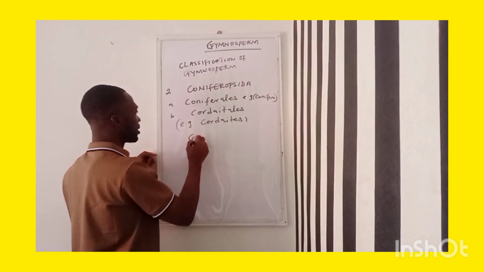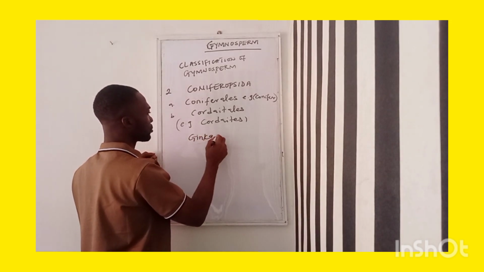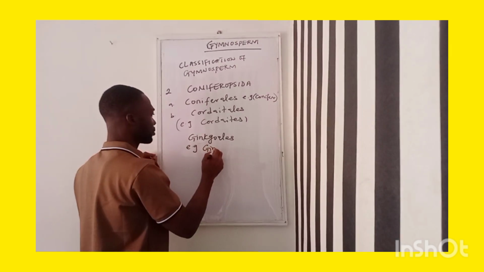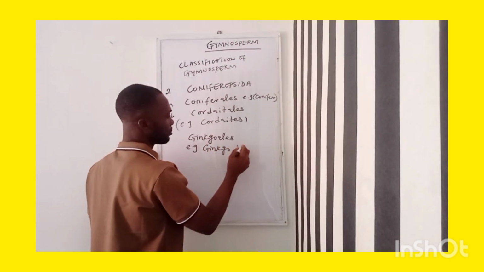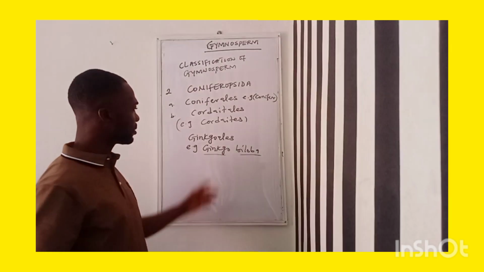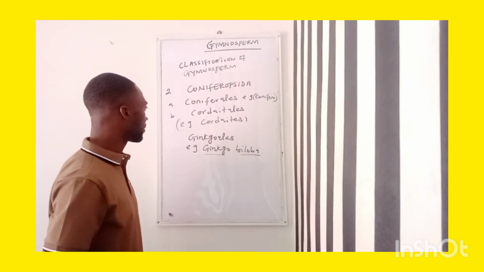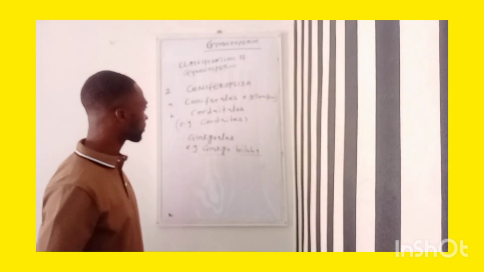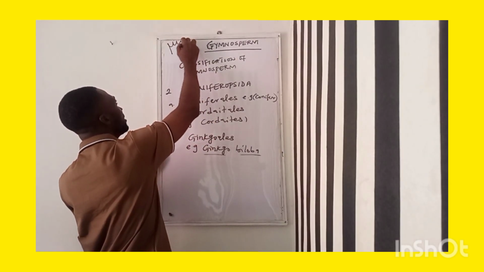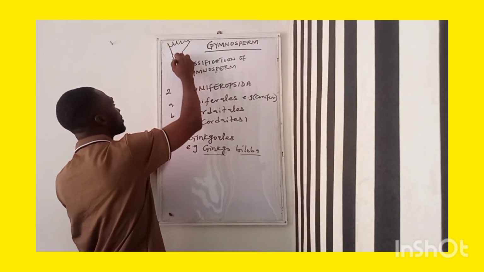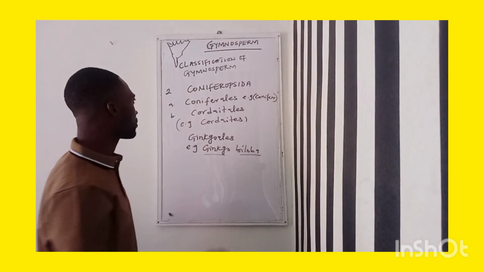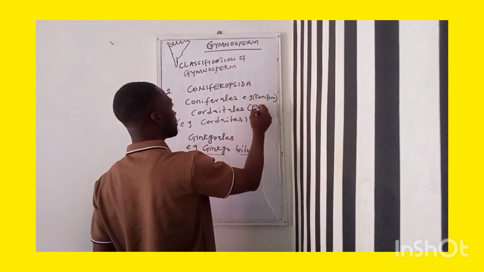Then another one is Ginkgoales, where you have the example Ginkgo biloba. Ginkgo biloba is a native of China, so you majorly see Ginkgo biloba in China. People call it a Chinese plant. The leaf is like a fan, just like a hand fan. We may still look at that when we go forward. So this is also extinct.